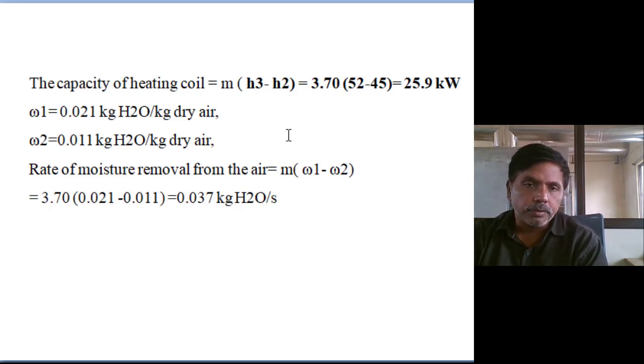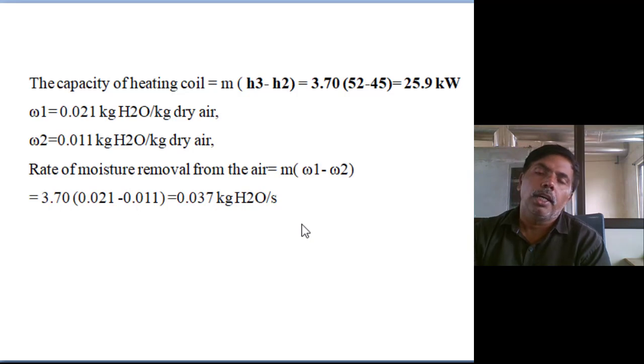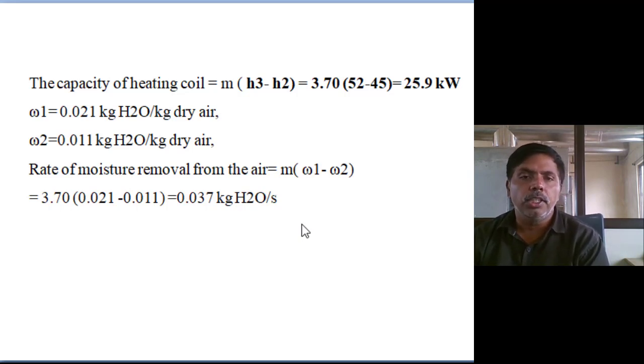Next, moisture content at initial conditions at 75% relative humidity and moisture content at 70% relative humidity. The mass flow rate into the difference of moisture content, you will get the rate of moisture removed, 0.037 kg of moisture per second. We want to remove per kg of dry air.